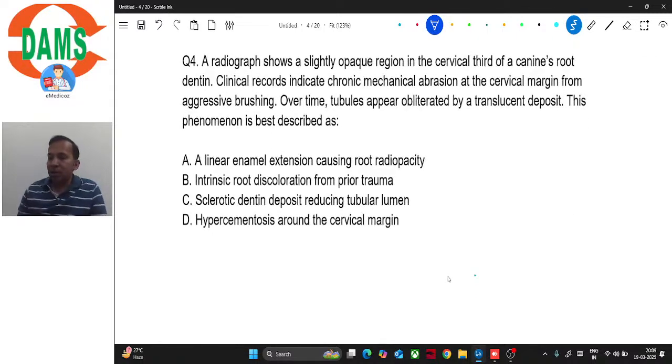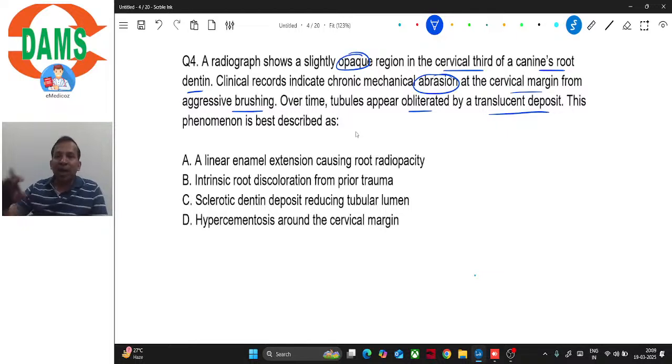So next question. A radiograph shows a slightly opaque region in the cervical third of a canine root dentine. Clinical records indicate chronic mechanical abrasion of the cervical margin from aggressive brushing. Over time, tubules appear obliterated by a translucent deposit. This phenomenon is best described as. I think the question is relatively easy, isn't it? You can easily understand what this question is talking about.